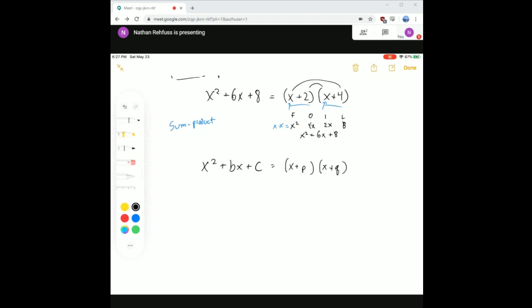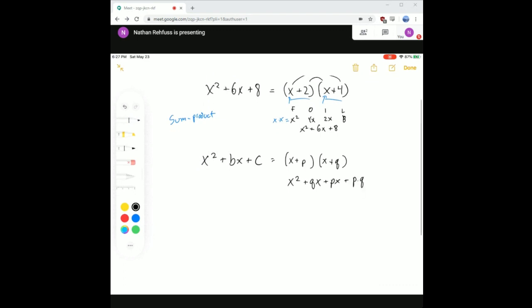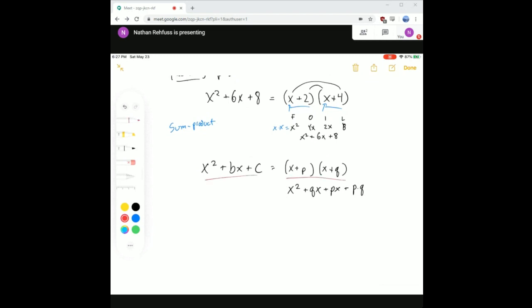Let's FOIL this and see what we have, okay? First, x times x is x squared. Outside is qx, inside is px, and last is p times q. Why am I doing this? So I can match up the answer with the problem. I want to match those two up, and what I've just done is, check this out, I'm going to factor out an x here. qx plus px is the same as q plus p times x.